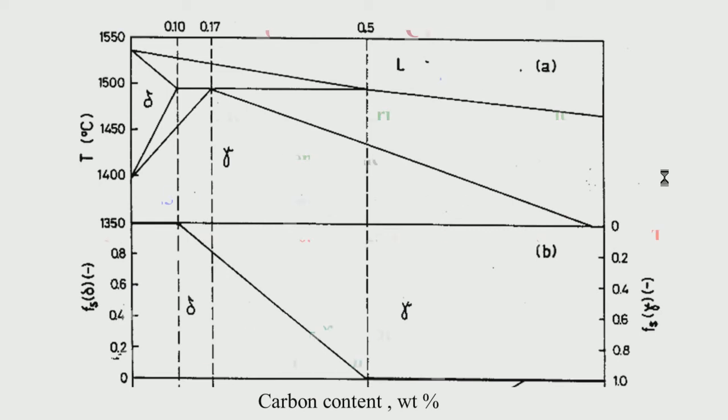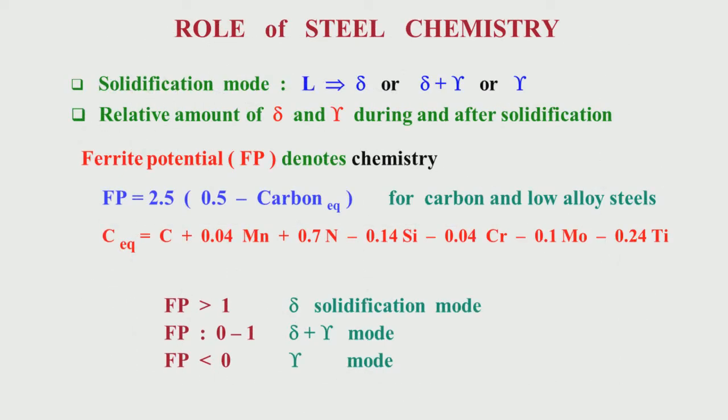So, now if you look at the role of steel chemistry in plain carbon or low alloy steels, the solidifying mode, as I was telling you, can be of three types: liquid to delta, or liquid to delta plus gamma, or liquid to gamma. That means 100% delta, or 100% gamma. In between 0.1 to 0.5, it is a mixed mode, delta and gamma. And solidifying is completed at relatively lower and lower temperature as you go to higher and higher carbon.